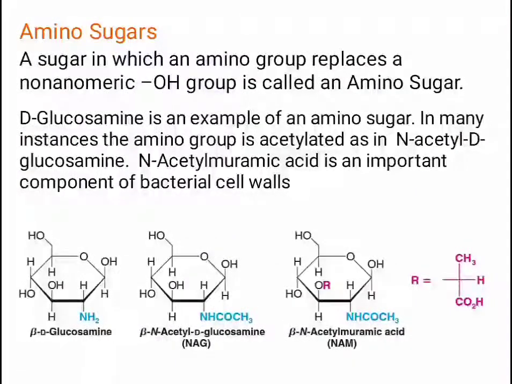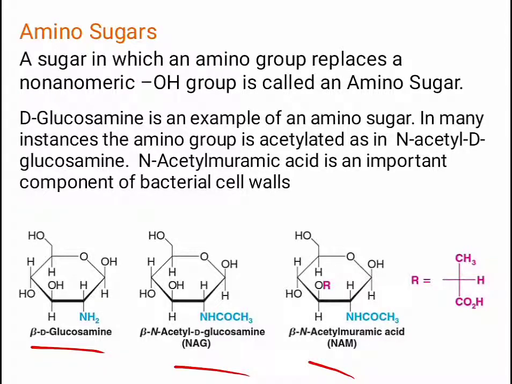Amino sugars. A sugar in which an amino group replaces a non-anomeric OH group is called an amino sugar. So if the amino group replaces the anomeric OH group, that is called a glycosylamine, and if it replaces a non-anomeric OH group, then it is called an amino sugar. These are the structures of amino sugars.